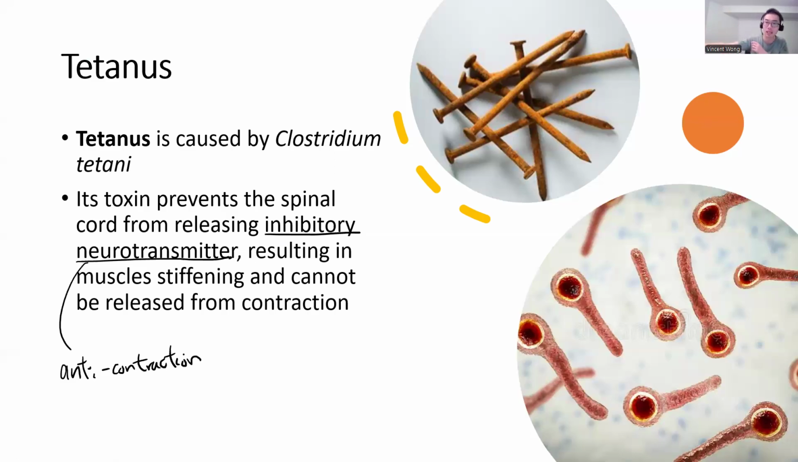For example, if I want to contract my arm, the bicep needs to contract, but the tricep needs to relax. So I need to block the acetylcholine in the tricep. But in the case of tetanus, the toxin prevents the relaxation of these muscles. If both the biceps and the triceps cannot relax, then my arm is locked. It can't go one way or the other because the muscles are fighting with each other, right? And that's what tetanus is.